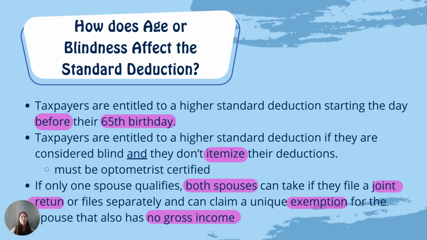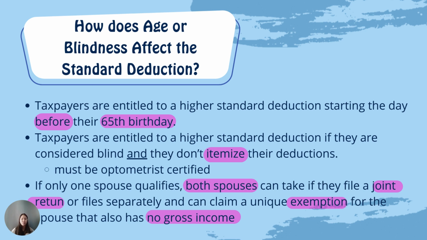So how does age or blindness affect the standard deduction? Well, we mentioned a little bit earlier that age and blindness often increase the standard deduction, but what exactly qualifies as that? So taxpayers are entitled to the higher standard deduction starting the day before their 65th birthday. And taxpayers are entitled to a higher standard deduction if they're blind and they don't itemize.